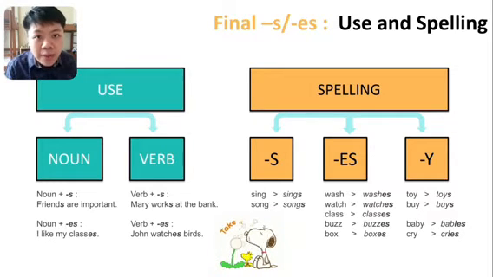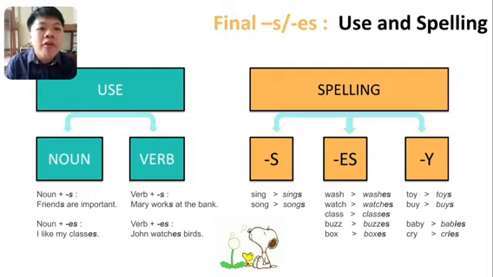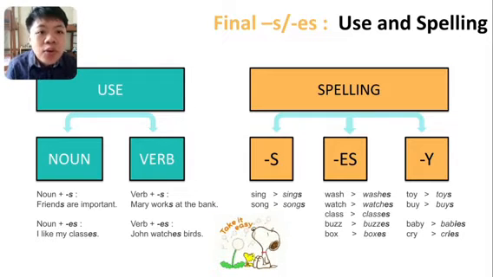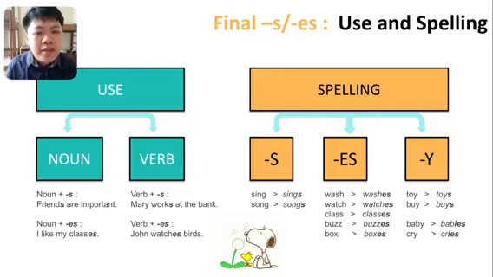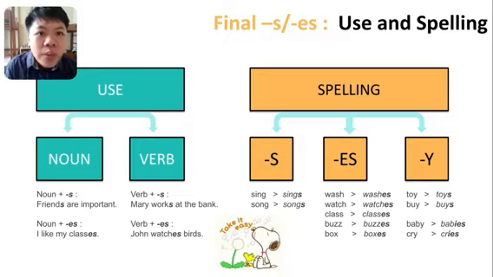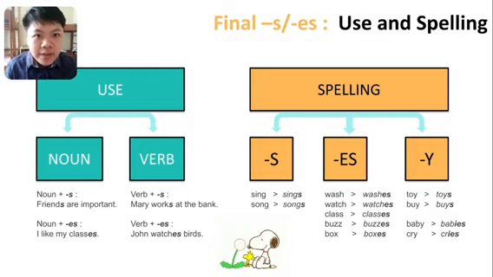So the use of S or ES for nouns is to make a plural form of a singular noun. Okay, now for the verb, what is the use of S or ES? S or ES is added to the third person singular. Third person singular here is he, she, or it. So let's take a look here. Mary works at the bank. Why is the work added s? Because the noun before the verb is singular and it is third person singular.